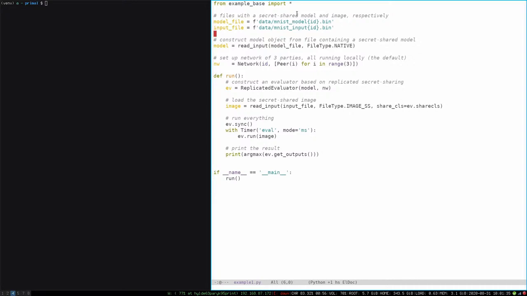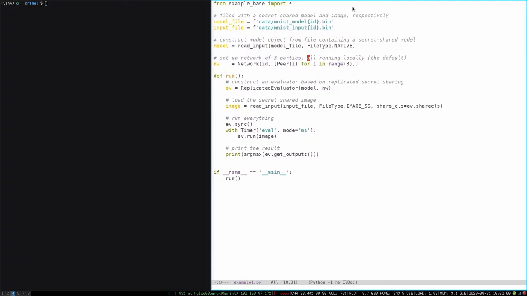So the first example is just to see how you would use it in order to do secure inference. We have these two files. We have an MNIST model, and we have some MNIST input, so an image. To load the model, we simply call this read input function, and we give it the file name of the model, and then we specify the file type.